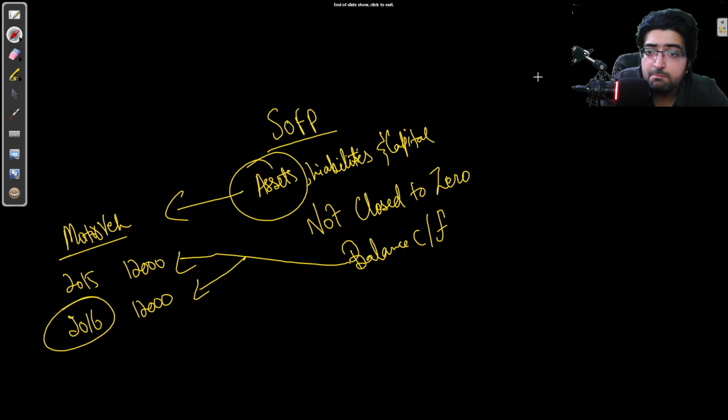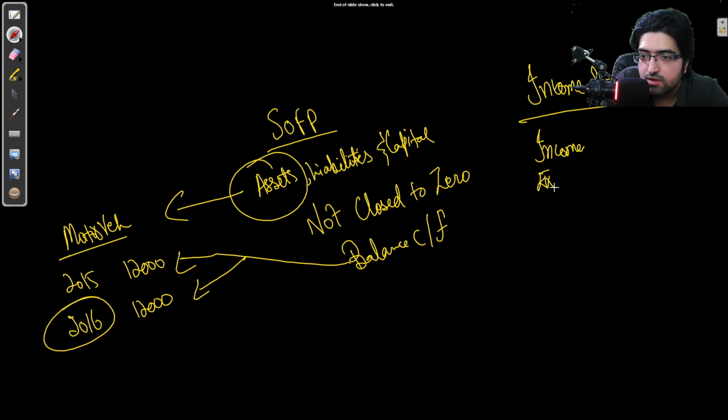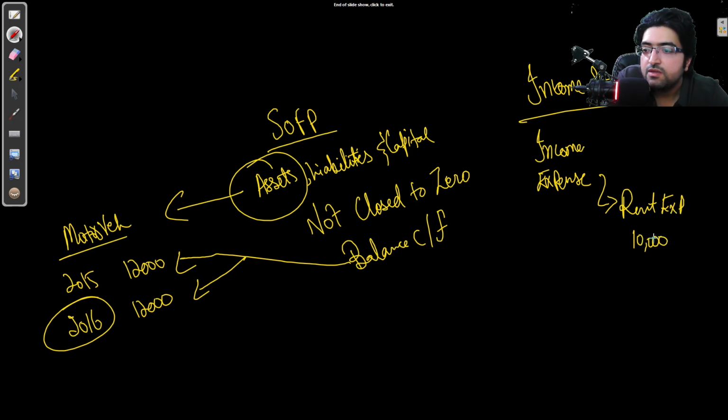Okay, but in the case of income statement accounts, we have only two accounts that are part of the income statement: the income accounts and the expense accounts. So in this case, we are moving the entire expense, such as rent expense. Okay, let's say it was 10,000 for the current year. We will move this entire expense to the income statement.